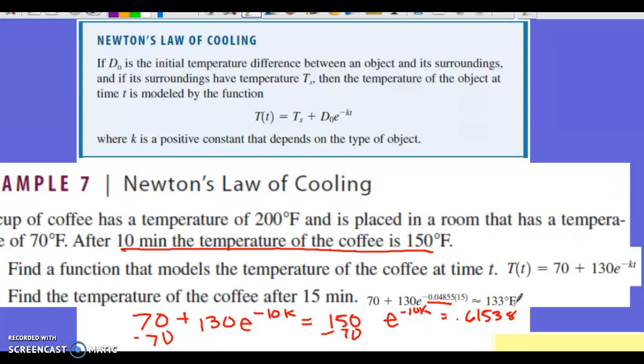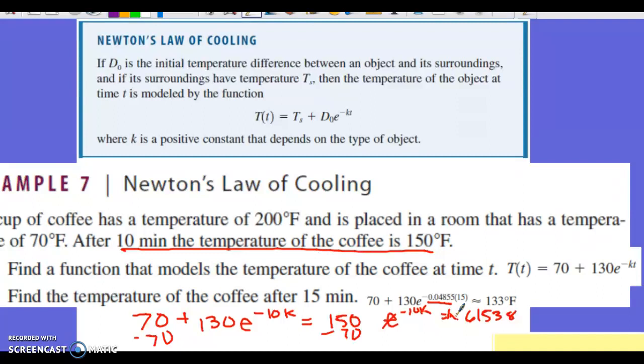I'm going to take the ln on both sides, so that's going to make this e disappear. I'm just going to throw an ln in front of there because I'm running out of room. And so all I have to do is do ln of this number, 0.61538, and I'm going to divide by negative 10. And that's where this number is coming from.